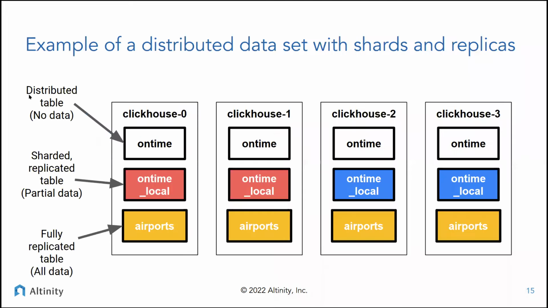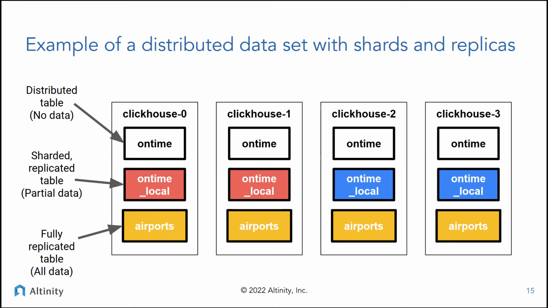What I'd now like to do is go ahead and talk about how to build the schema, since the replication is at the table level and we have to pick a replicated table engine. I'm going to show you how to put this together and sort of knit things together so that you can begin sharding and replication. So here's an example of a distributed data set, and it's got shards and it's got replicas. So let me explain what's going on here.